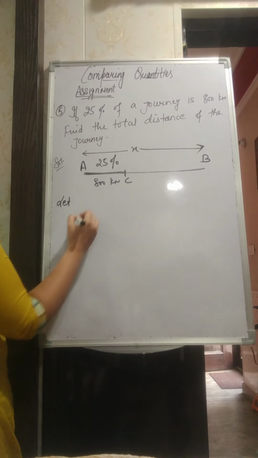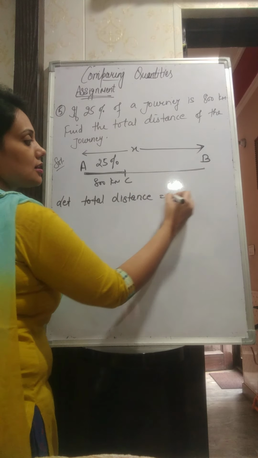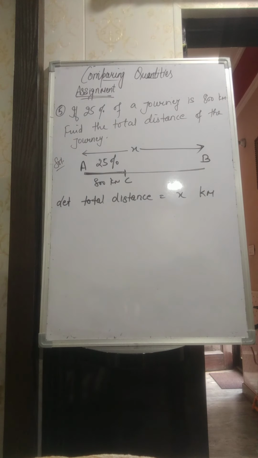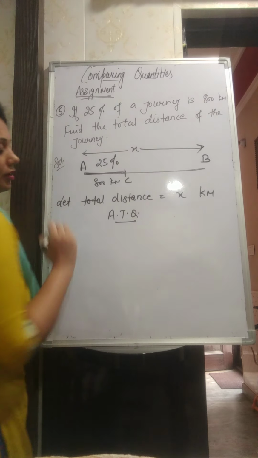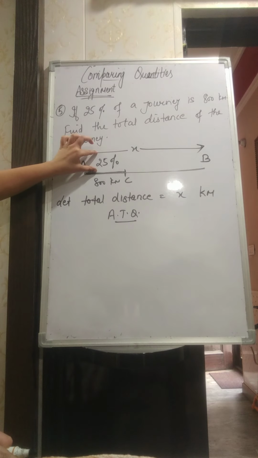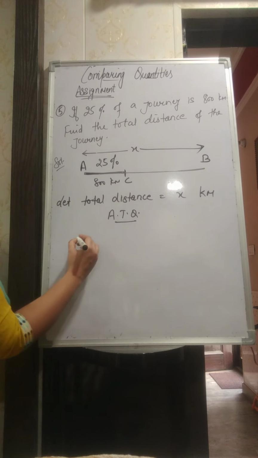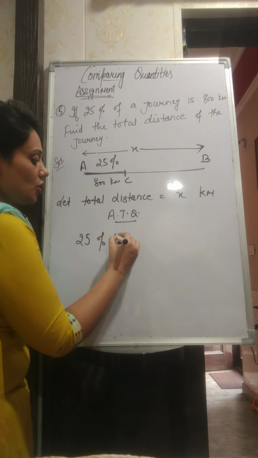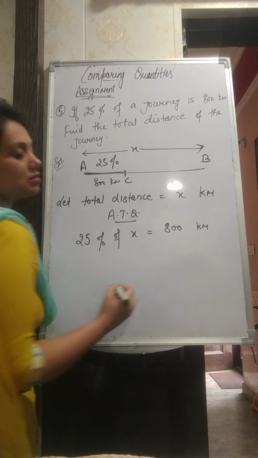So for that, what we will write? Let the total distance be x kilometers. Now we don't know what the total distance is, right? For that, we will suppose that the total distance is x kilometers. Now, according to the question, 25% of the total journey is what? It is 800 kilometers. So 25% of the total journey is 800 kilometers, right?